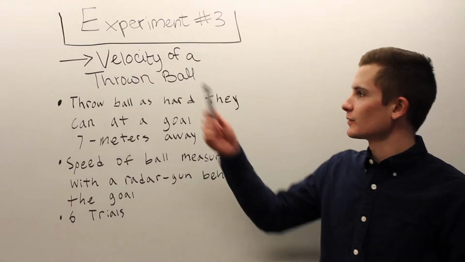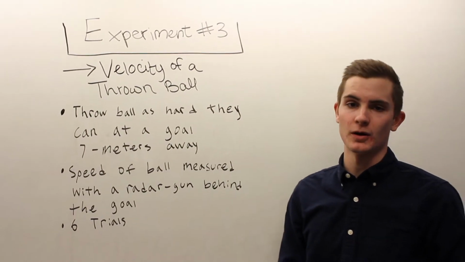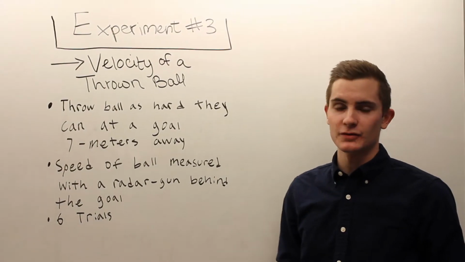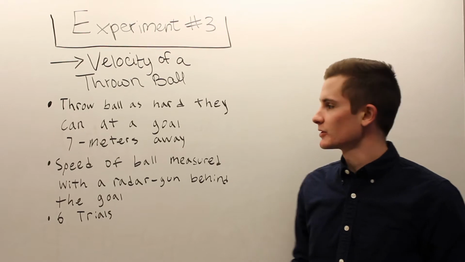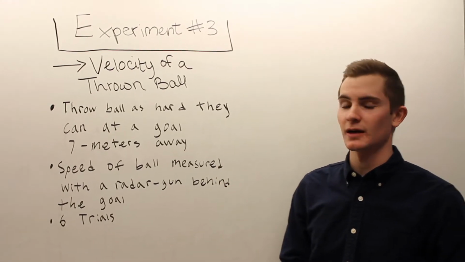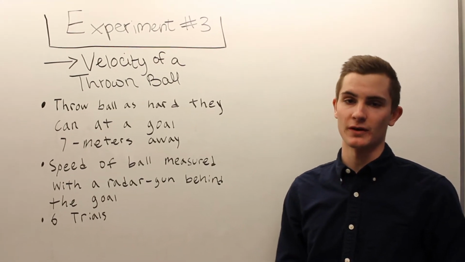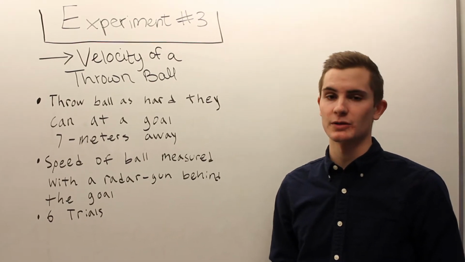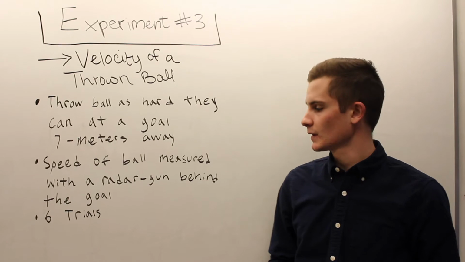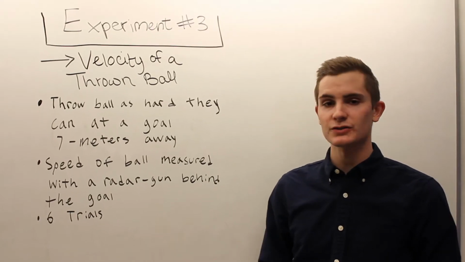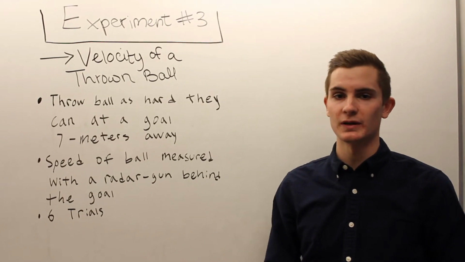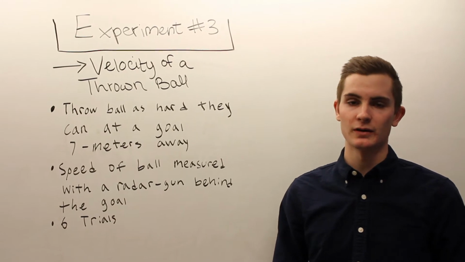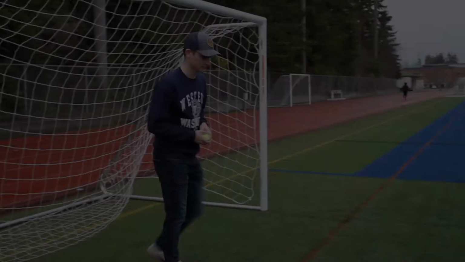For experiment number 3, we were measuring the velocity of a thrown ball. After generating their emotion, participants were instructed to throw a ball as hard as they can at a goal that was positioned 7 meters away from them. The speed of the ball was measured with a radar gun that was positioned directly behind the goal. Participants completed 6 trials with a short resting period in between each trial and then a longer resting period in between each emotional state.